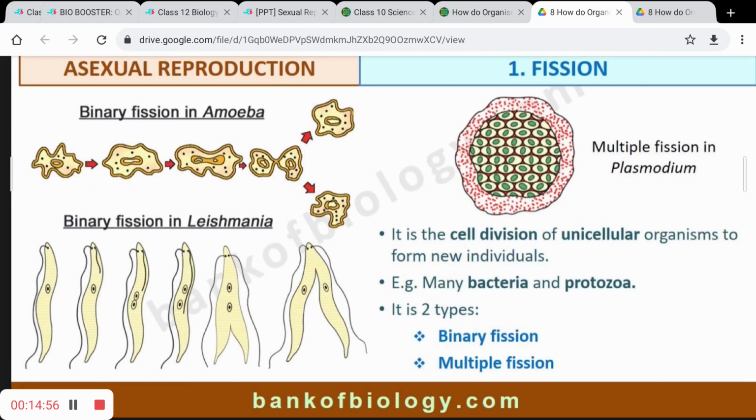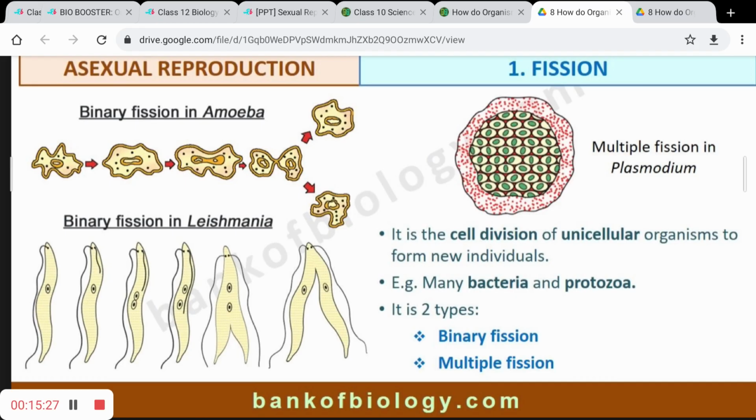So listen carefully. First one is fission. There are two types of fission. One is multiple fission, the other binary fission. What is multiple fission? The nucleus is divided into many in a single cell. In a harsh environment, a cyst will be formed. That cyst is an example, the cystic coat, for Plasmodium, which undergoes multiple fission. So one cell is multiplied into many. This is called multiple fission.